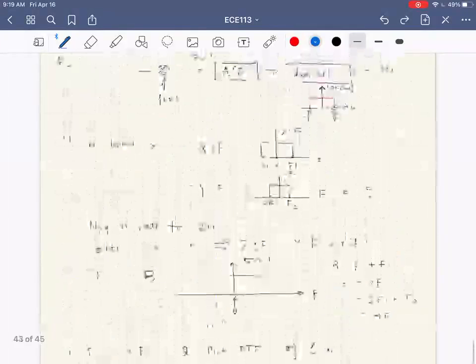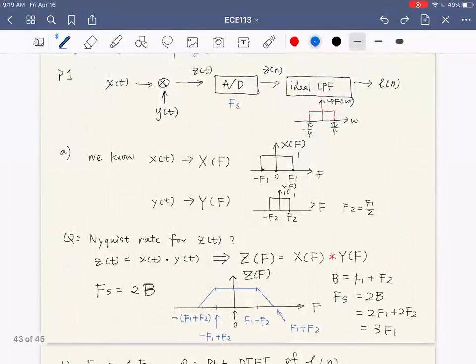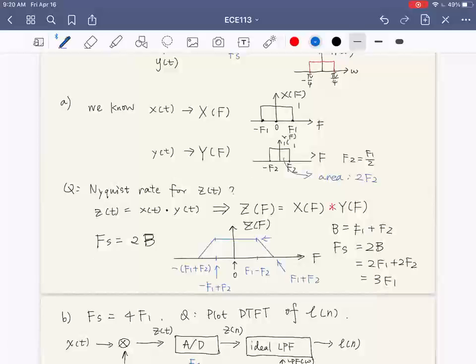So let's go back to the Z of big F. When they fully overlap, the common area should be the area of Y of F, right? Because it is fully included in the window of X of F. Okay, so the area of this is 2F2, right? Because the height is 1. So we can say that the peak is as high as 2f2.